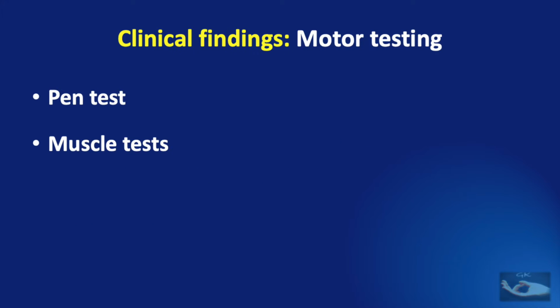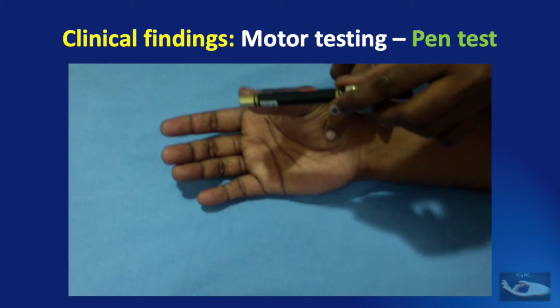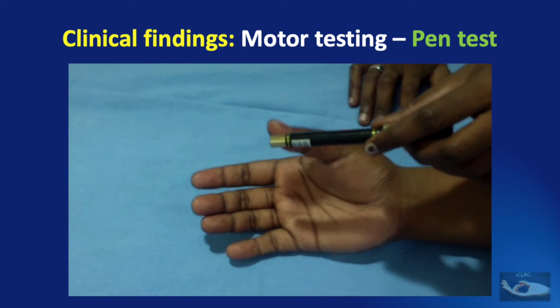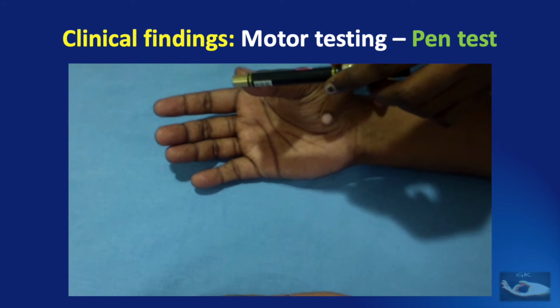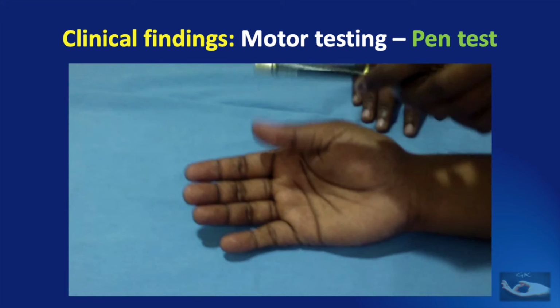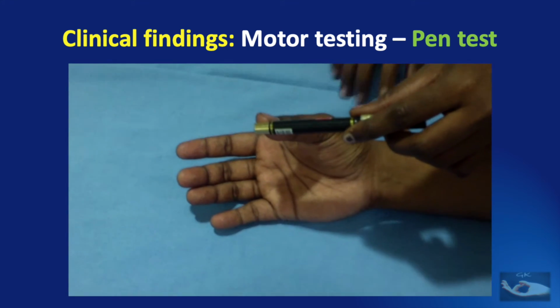When formally testing the motors, we need to do two tests: the pen test and the muscle tests. The pen test is done to test the palmar abduction movement of the thumb. This is first demonstrated on the normal hand, and the patient is asked to touch a pen which is held parallel to the level of the palm, and the patient is asked to lift his thumb up to touch the pen.